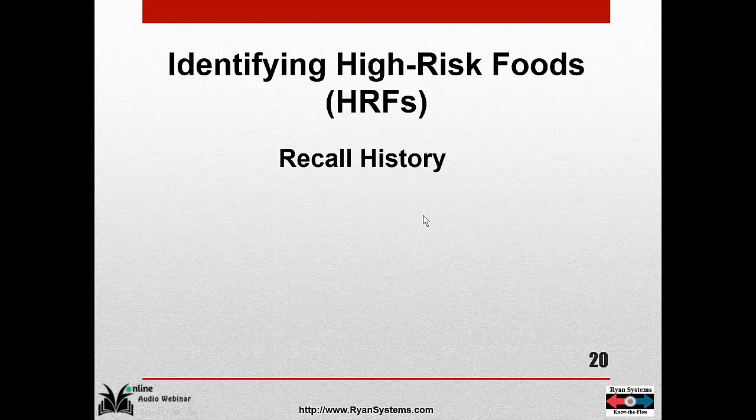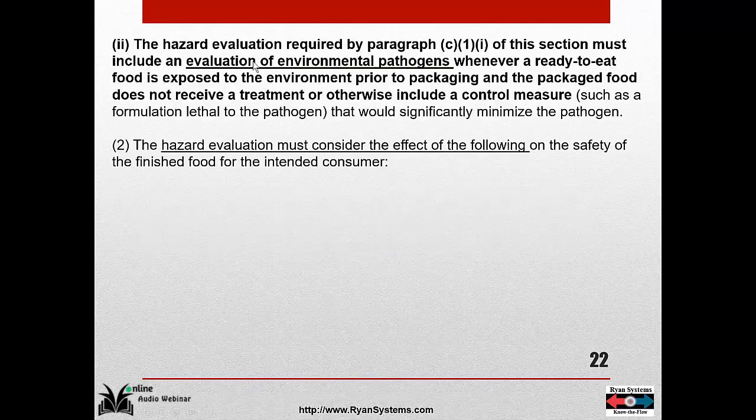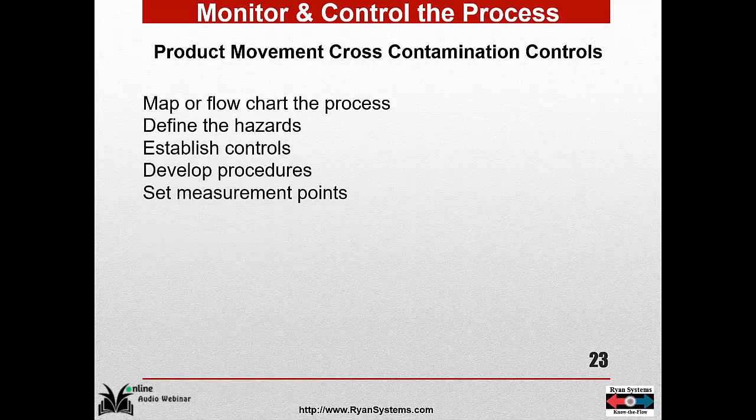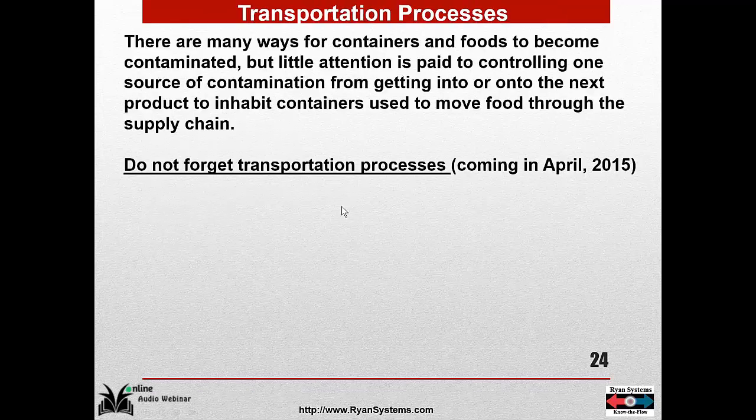Okay, just a quick touch on high-risk foods, because these types of foods, whether they have a high-risk history, high recall history, or you find them in Codex Alimentarius as high-risk foods, have to be controlled. The hazard evaluation required by paragraph (c)(1)(i) of this section must include evaluation of environmental pathogens, product movement, map or flow chart the process, define the hazards, establish controls, develop procedures, set measurement points, and collect data. A lot of people like to forget transportation. I like to call it out.